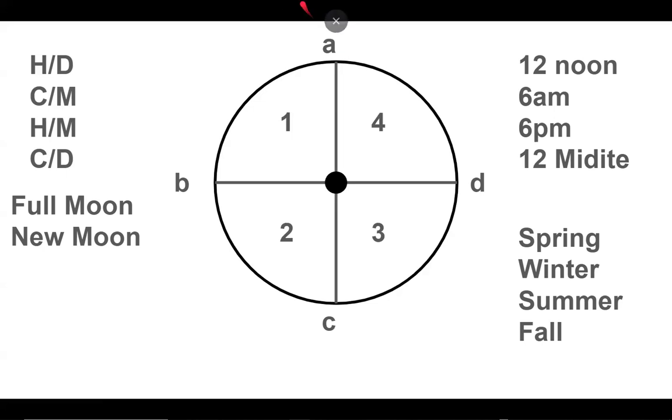So we know that A is winter and C is summer. So if we put the full moon at A and the new moon at C, we know winter, we know summer, we have lived through that. Here is the unknown. We take the full moon and we correspond it to winter. We take the new moon and correspond it to summer.